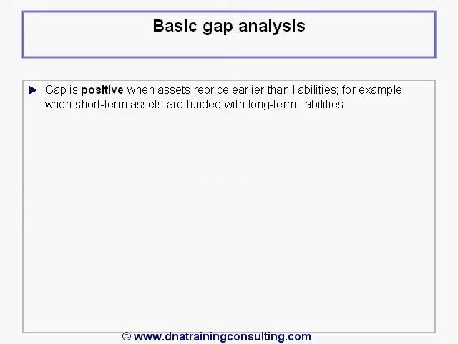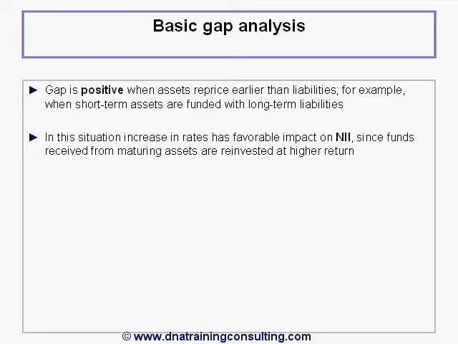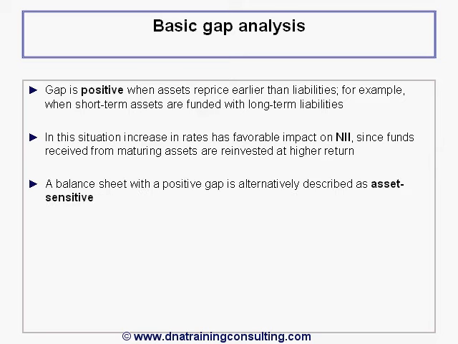This gap is said to be positive when assets reprice earlier than liabilities, which occurs, for example, when short-term assets are funded with long-term liabilities. In such a situation, an increase in interest rates will have a favorable impact on net interest income, since funds received from maturing assets will be reinvested at a higher return. A balance sheet with a positive gap is alternatively described as asset sensitive.